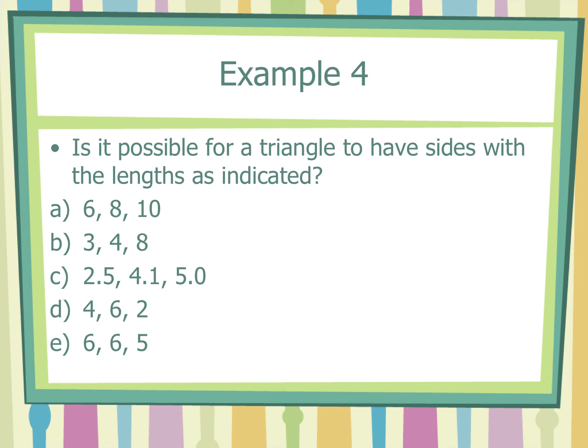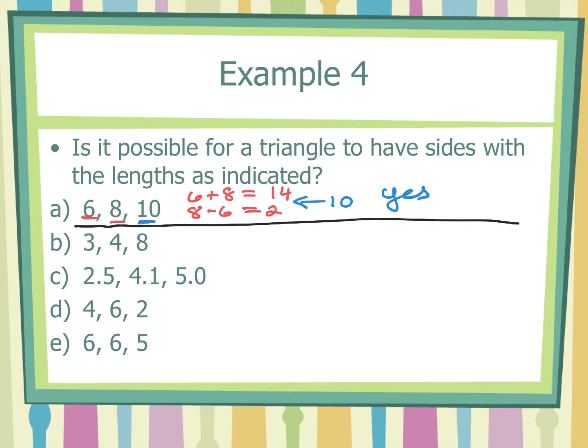So I'm going to take the two smaller numbers. I'm going to take 6 and 8. I am going to add them, and I'm going to subtract them. I get 14 and 2. And because the third side, 10, is a number in between 2 and 14, yes, these three numbers will form a triangle.